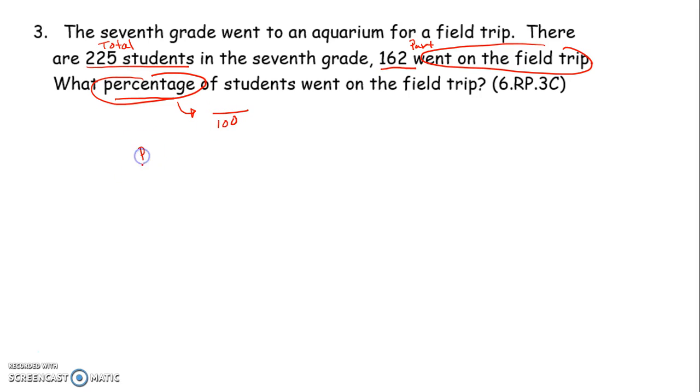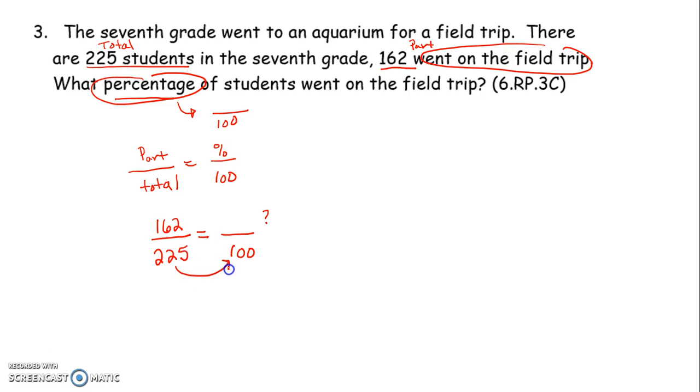So in 6th grade, I believe you look at the part who went on the field trip out of the total, equals whatever your percent is out of the total percentage, which would be 100. So you do 162 over 225. If 162 out of 225 students go on the field trip, how many does that mean out of 100? That would give you your percentage.